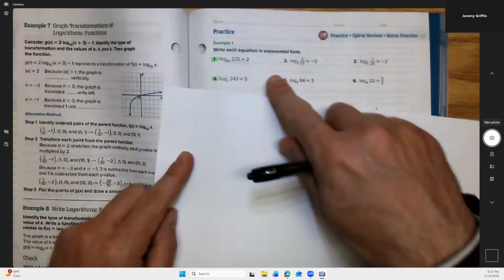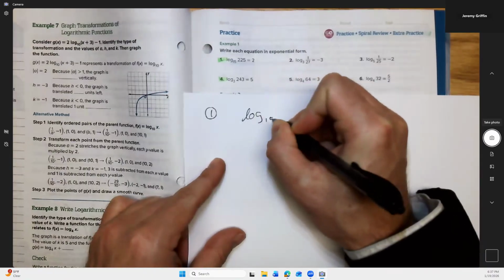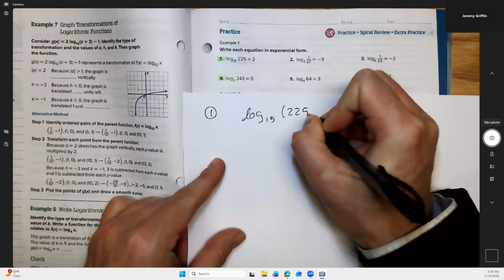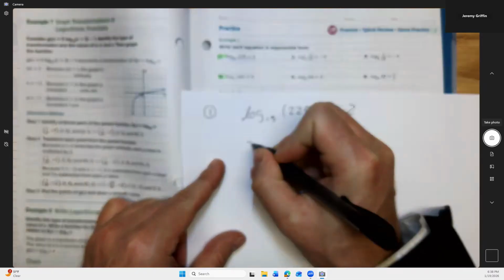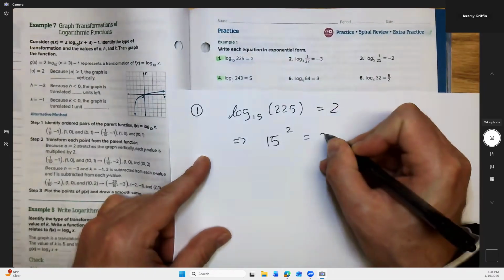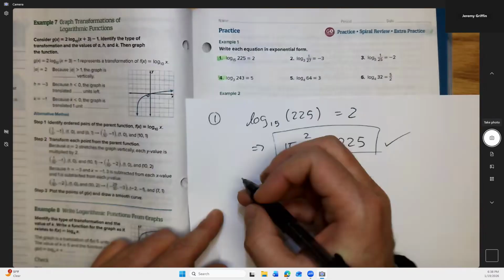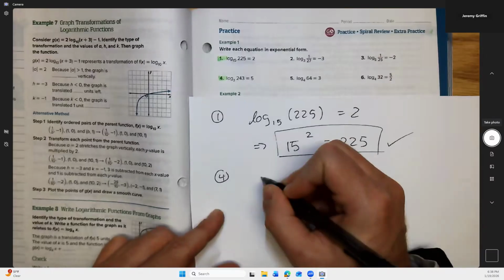Write each equation in exponential form. So book puzzles. Log base 15 of 225 equals 2. All they want you to do is to write this as the base of 15 to the power of 2 equals 225. That is true, isn't it? 15 squared, 225. Check.